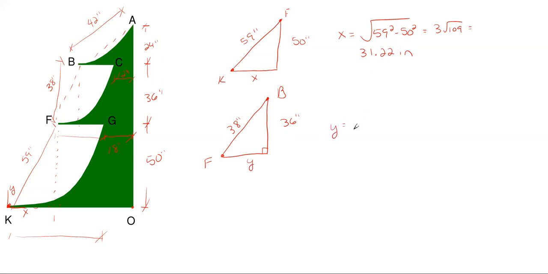So Y, same procedure again. We're going to use the Pythagorean theorem because we made a right triangle. We have 38 inches squared, subtracting off 36 inches squared. And then we get 2 square roots of 37. And this would be equal to 12.166 inches.